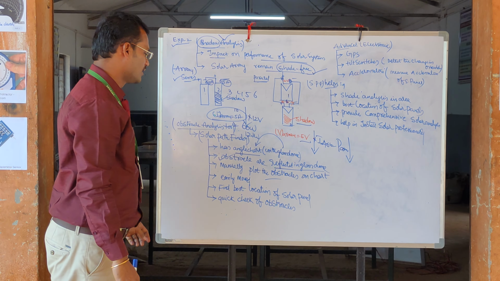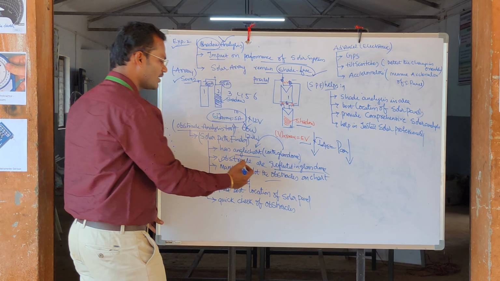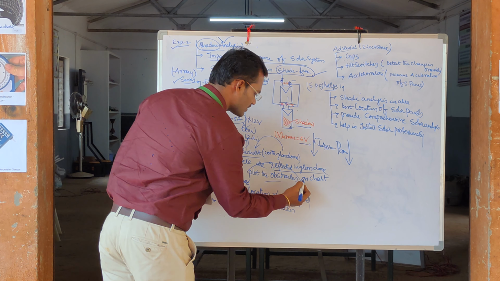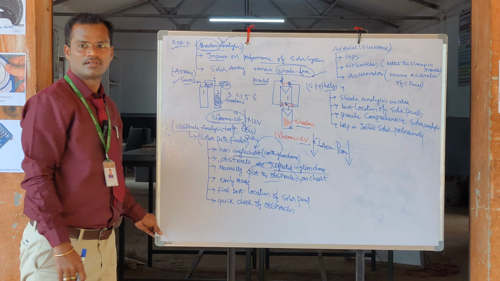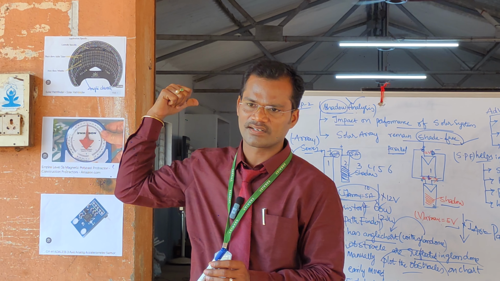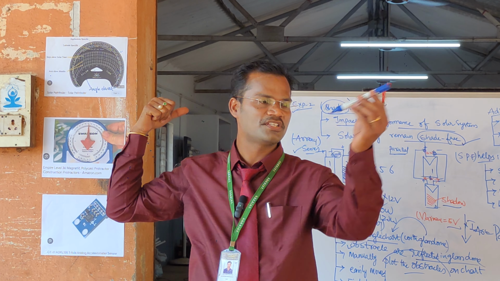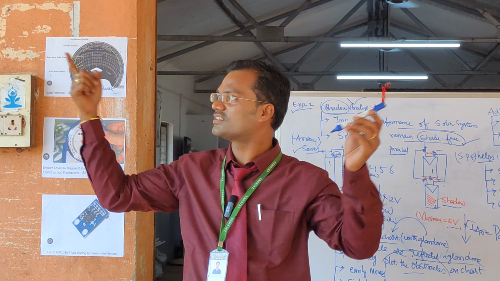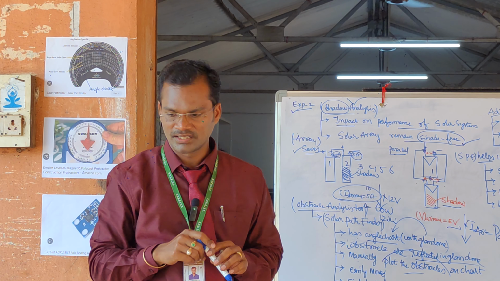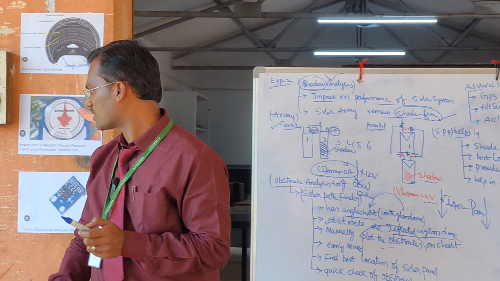Next one. After identifying the obstacle, you can manually plot the obstacles on a chart. How will a solar panel be placed? For example, this is your east direction. This will be your west direction. This is nothing but your north direction. This is which direction? South direction. Then how to place the solar panels?